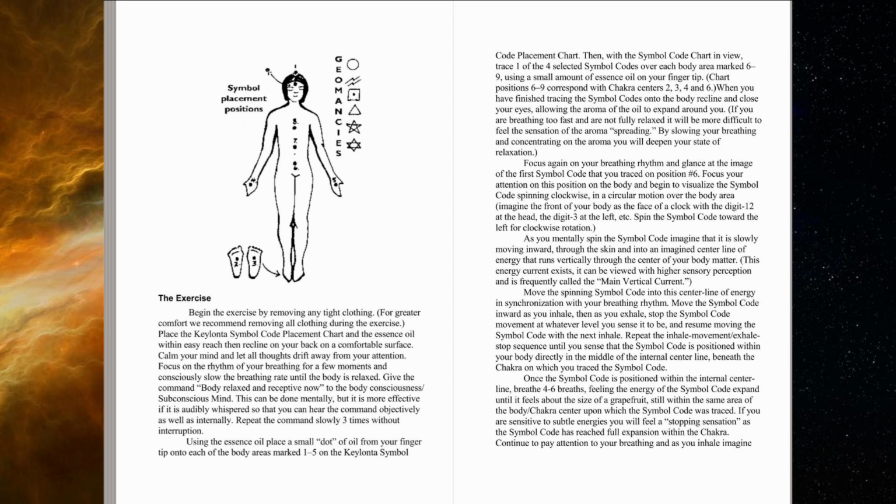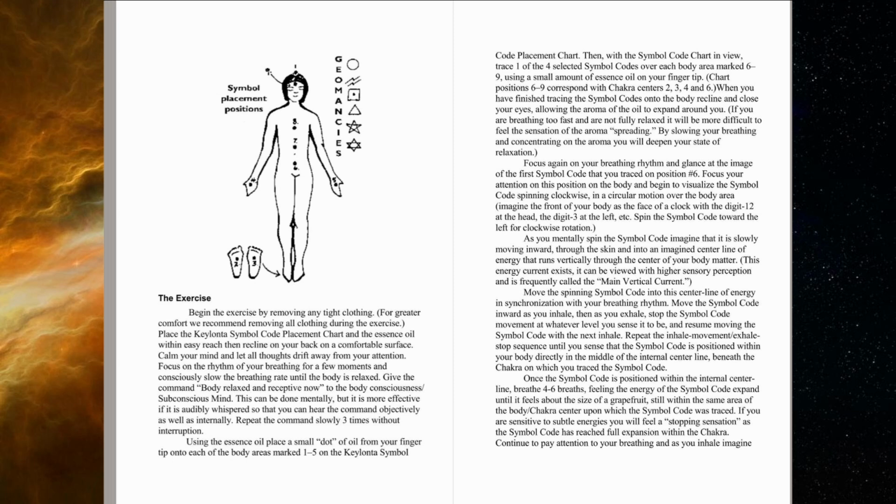As you mentally spin the symbol code, imagine that it is slowly moving inward, through the skin and into an imagined center line of energy that runs vertically through the center of your body matter. This energy current exists. It can be viewed with higher sensory perception and is frequently called the main vertical current. Move the spinning symbol code into this center line of energy in synchronization with your breathing rhythm.